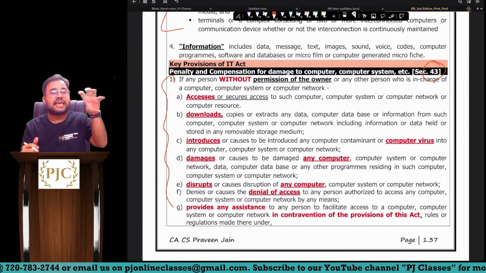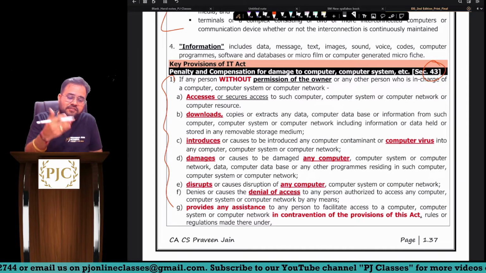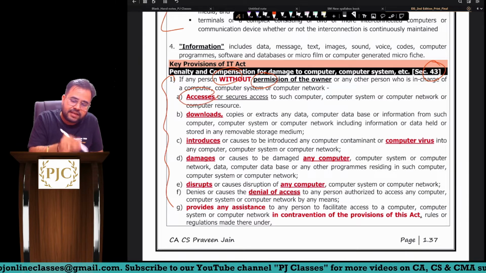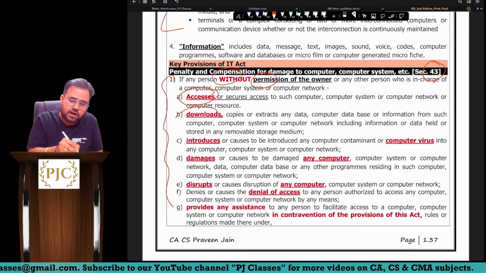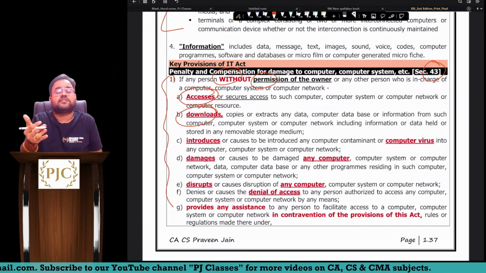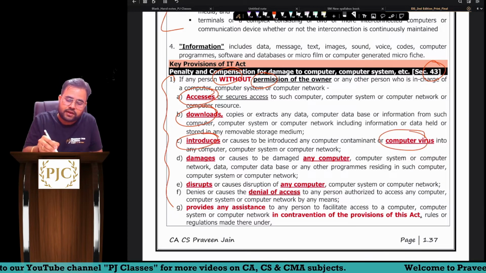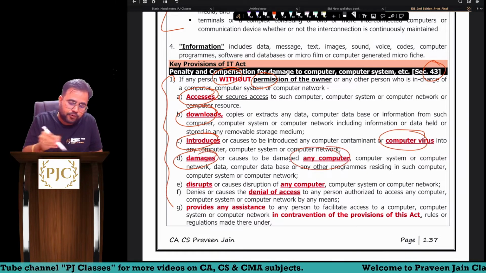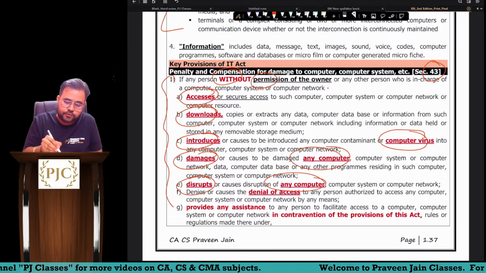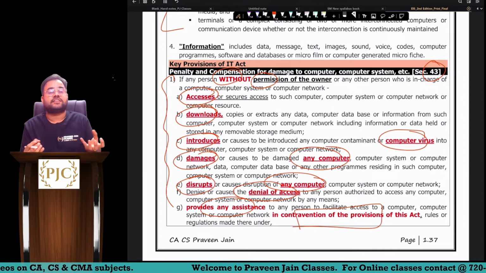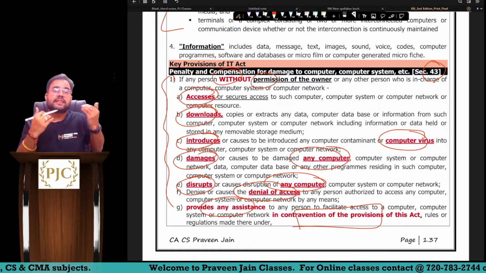Everywhere there are keywords. Section 43 talks about: without permission, if somebody is accessing somebody's computer, downloading without permission, introducing viruses, damaging any computer network, disturbing any computer, or causing denial of access, providing assistance which is in contravention of the act. This is what it is. Easily you are able to remember the entire answer.